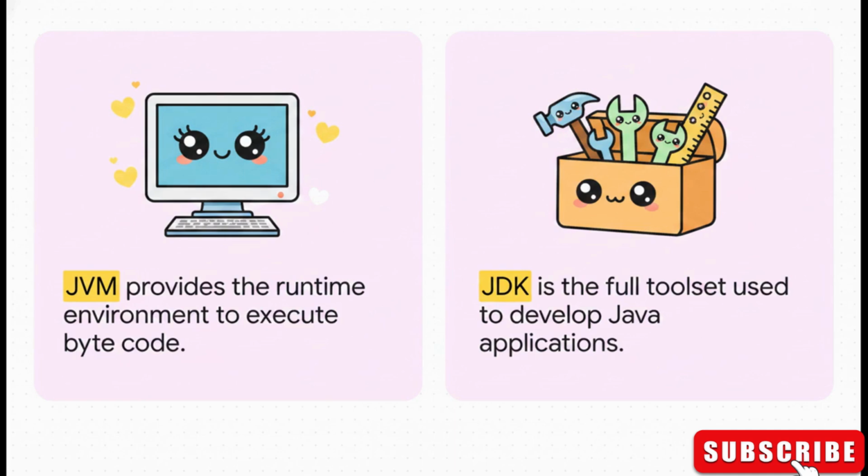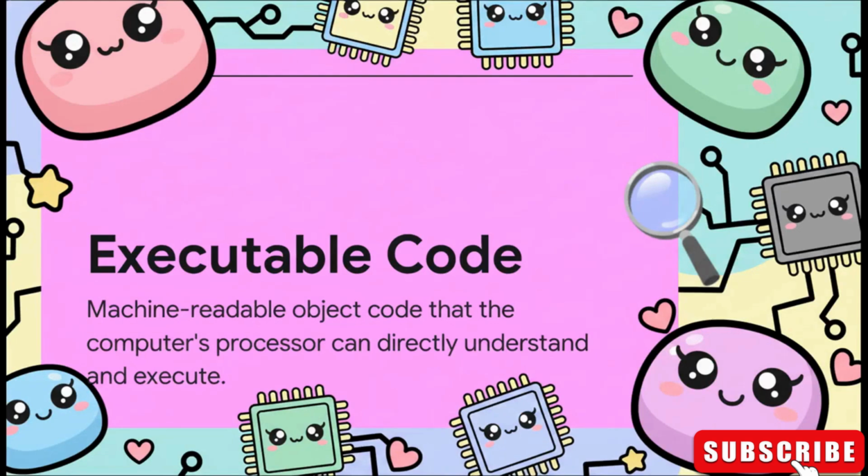On the flip side, the JDK, or Java Development Kit, is the complete toolset you use right at the beginning to write your code and actually develop the application. After all those steps, we finally arrive at executable code. This is your code's final destination. It's the actual machine-readable language, those raw zeros and ones, that the computer's hardware processor can directly understand and perform tasks with. And that wraps up our explainer for today.